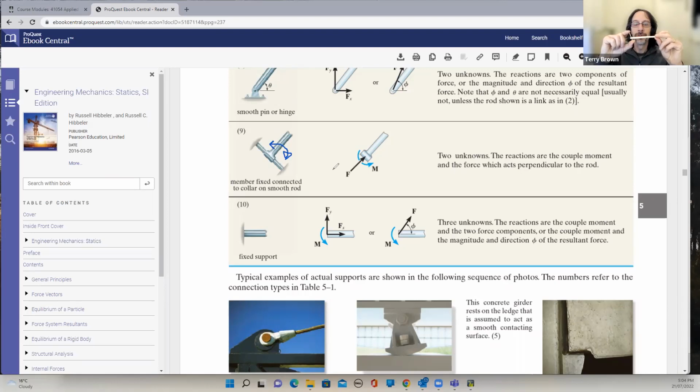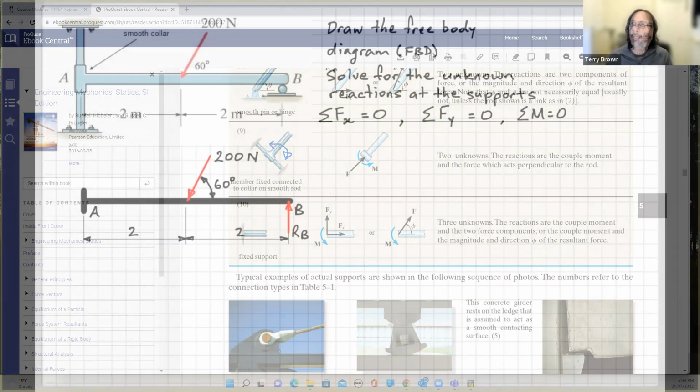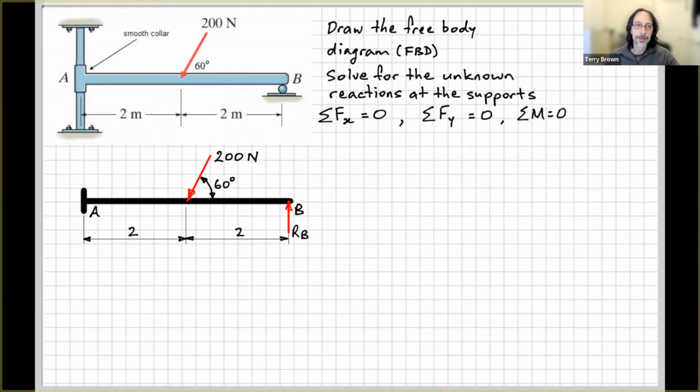But it is prevented from rotating somewhat, right, this way. Yeah? So we must have that moment as a reaction moment. Let's go back to our problem now. All right, so now looking at this here, we can see that the component AB is prevented from moving horizontally.